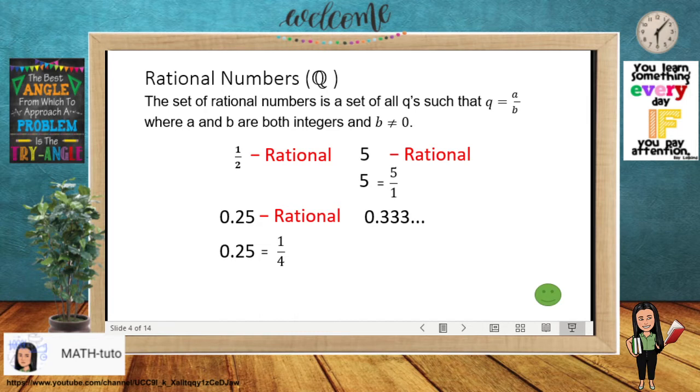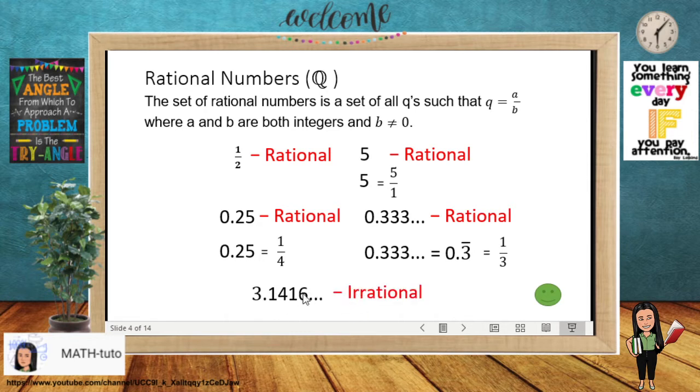0.3333, so these 3 dots here mean that 3 is repeated, and it is a repeating decimal. It is rational because it can be simplified or written as 1 over 3. Okay, what about this one? As you can see here, we are not sure whether a number is really repeated, and it is continuous. This means that this number is irrational. And actually, this is the estimated value for pi.